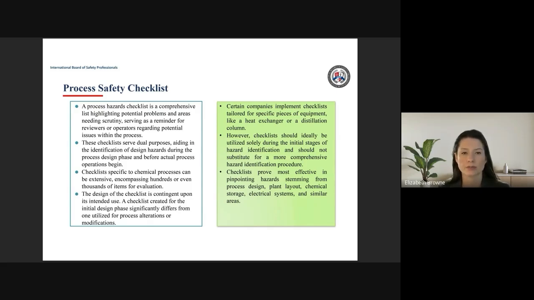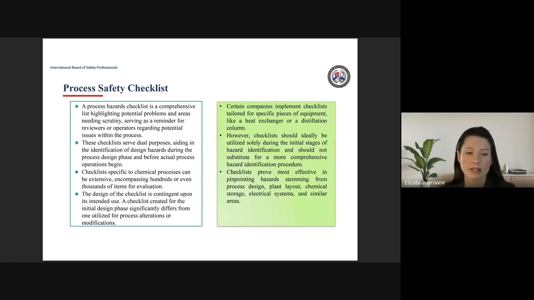These checklists also serve dual purposes, aiding in identifying design hazards also in the process design phase, as we spoke about, that this is ideal that we do this before the actual process operations begin. Checklists that are specific to chemical processes can be extensive. They can encompass hundreds or even thousands of items for evaluation. So this can take a long time, but it does ensure that you have a comprehensive evaluation of these processes.